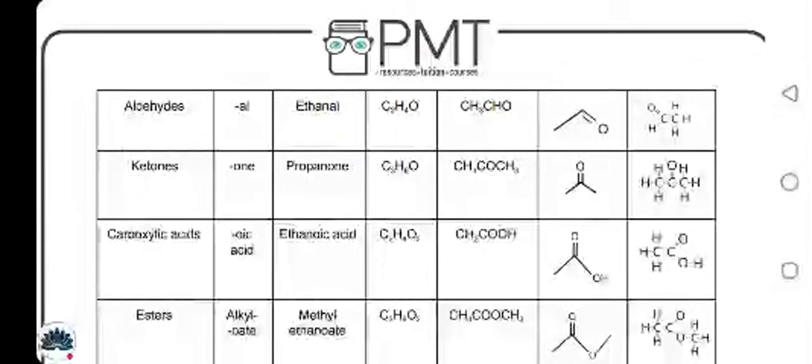For aldehydes, it is ethanal. For ketones, it is ONE, again propanone. For carboxylic acids, it is oic acid, such as ethanoic acid.